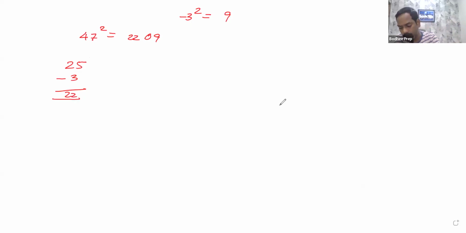Say we want to find the square of 47. This is 3 less than 50. So minus 3 whole square comes out to be 9. We will be writing 09. Next thing is in 25, from 25 we have to deduct 3. The difference comes out to be 22. So 2209, right? 47 into 47 is 2209, right?